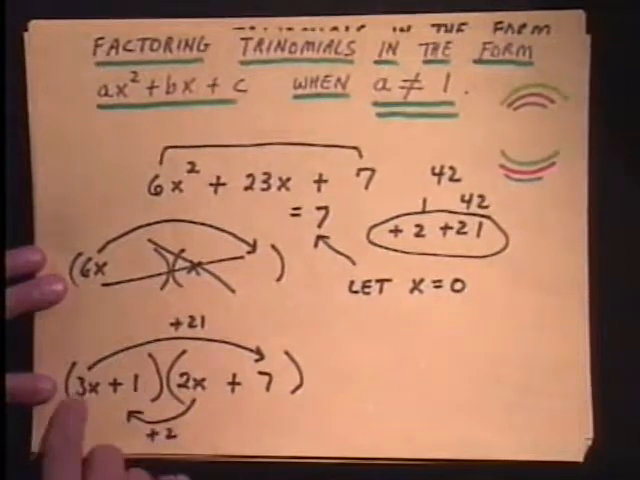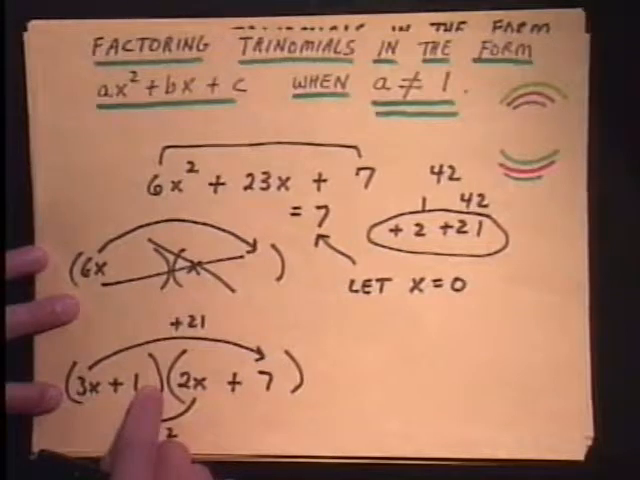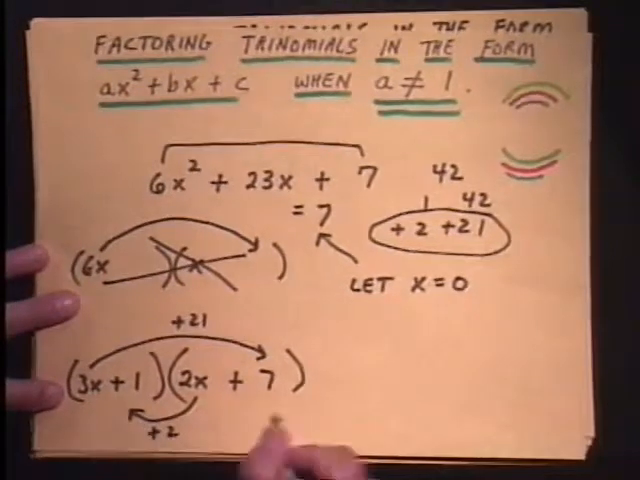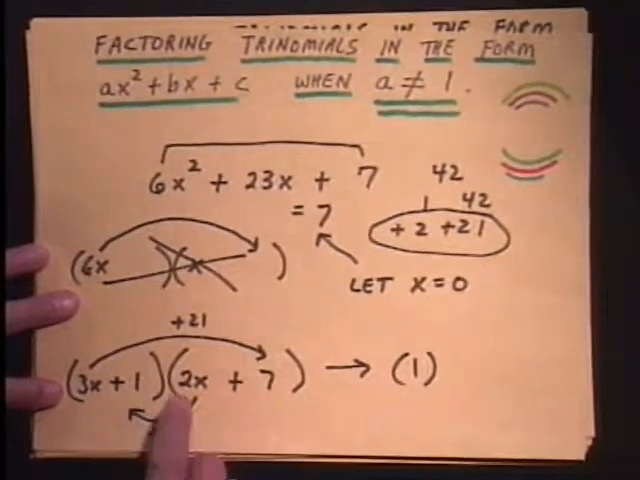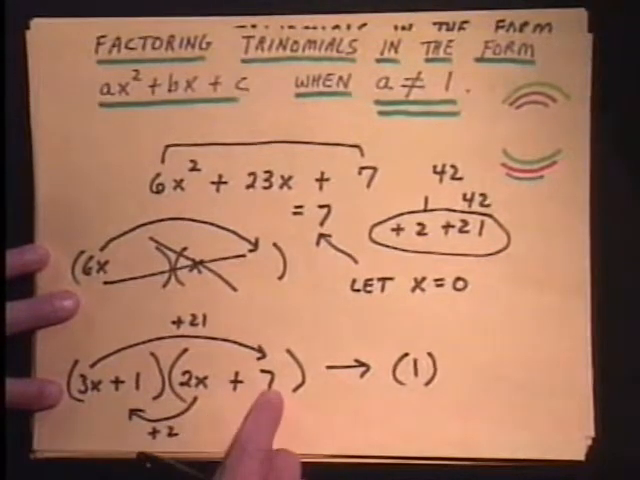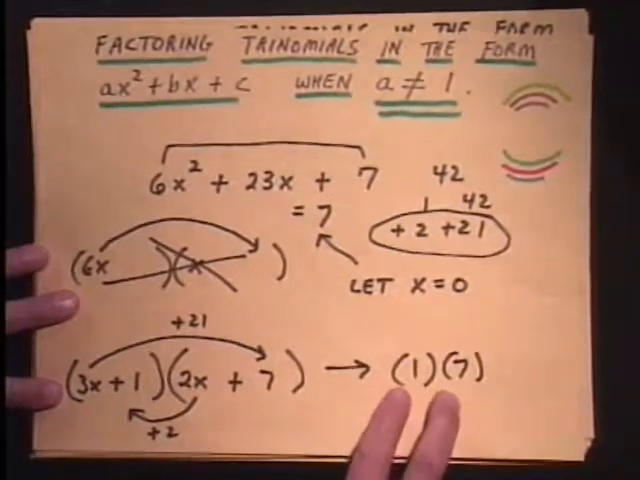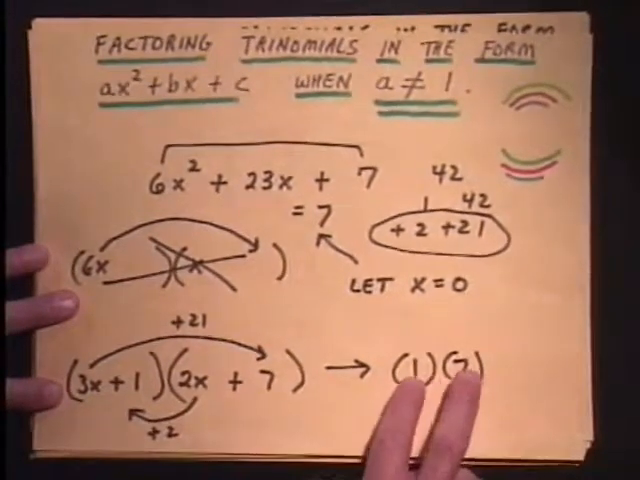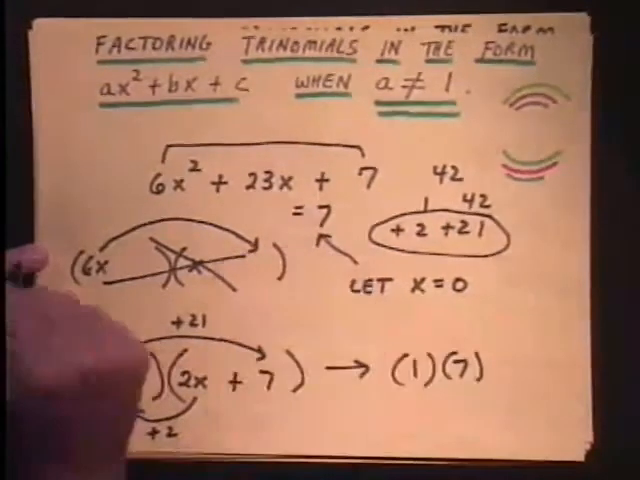If I put 0 in for x down here in these parentheses, 3 times 0 plus 1 is going to give me a 1 in the first parentheses when x is 0. 2 times 0 plus 7 gives me a 7. So notice what we have here. We have 1 times 7 as being factors of what up here when we plug 0 in? 7. Boy, that makes sense, doesn't it?